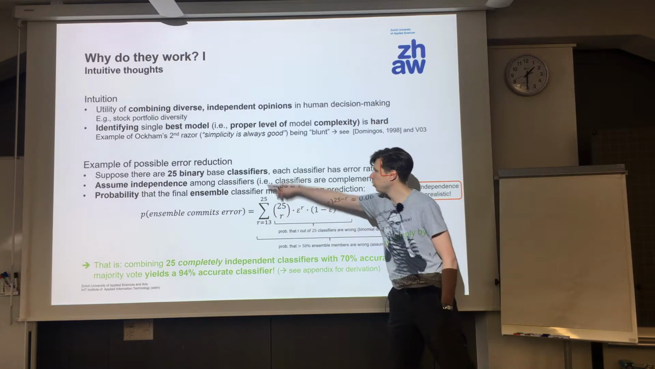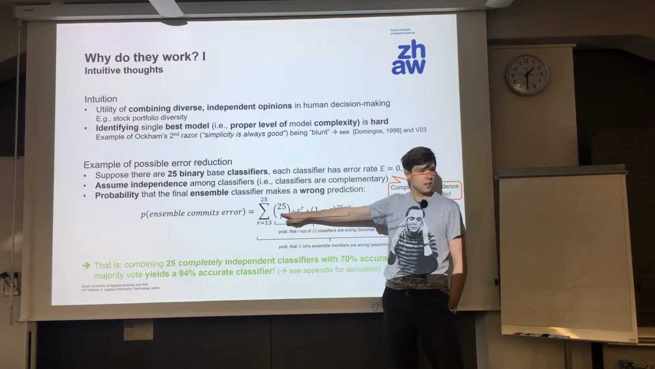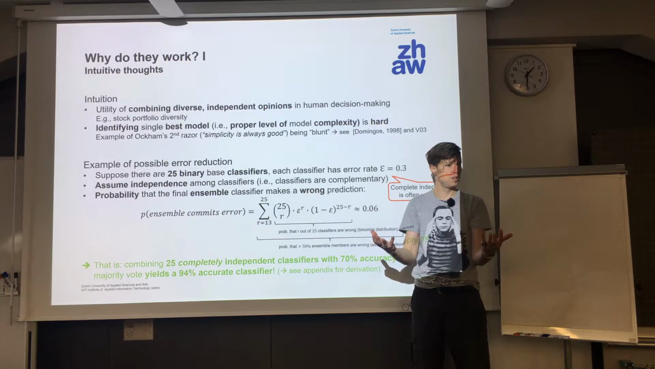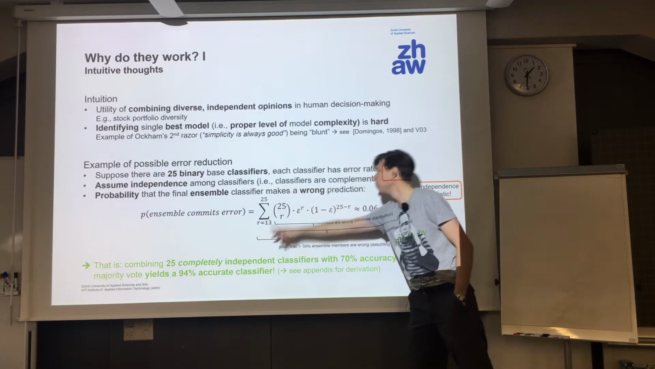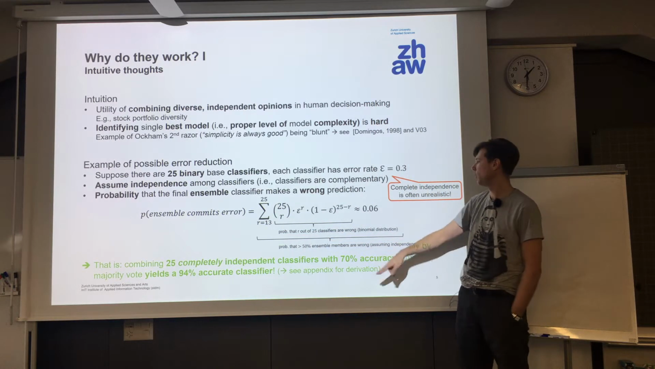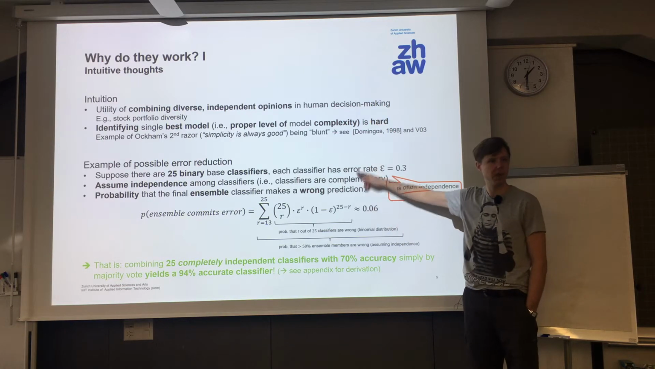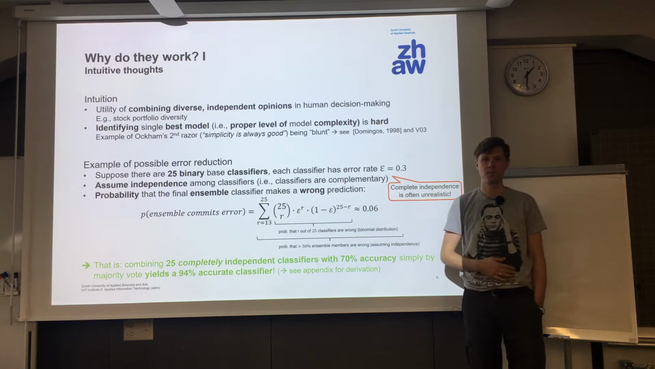And because we assume independence, having 13 classifiers that are wrong has a certain probability. 14 has a certain probability, and so on until 25, because they are independent and we can sum it up to arrive at the final probability. So our final classifier will have, in that setup, an error of only 6%.